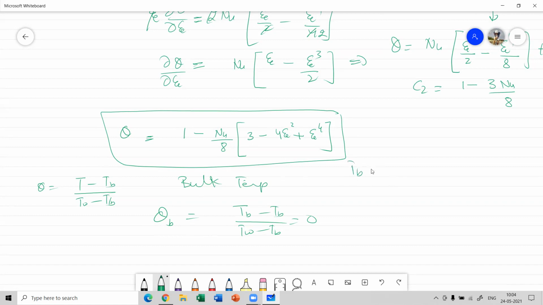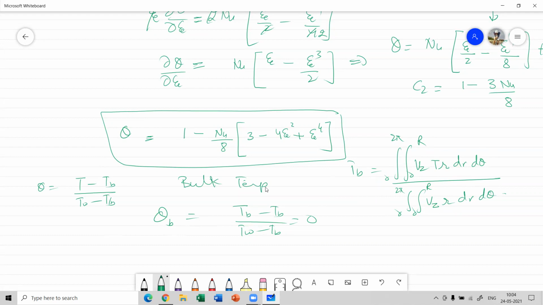Bulk temperature is nothing but the integral of Vz into T into R dr over the volume flow, with limits 0 to 2 pi and 0 to R. So whatever temperature we get, that will be the bulk temperature. So what will be theta B from here?